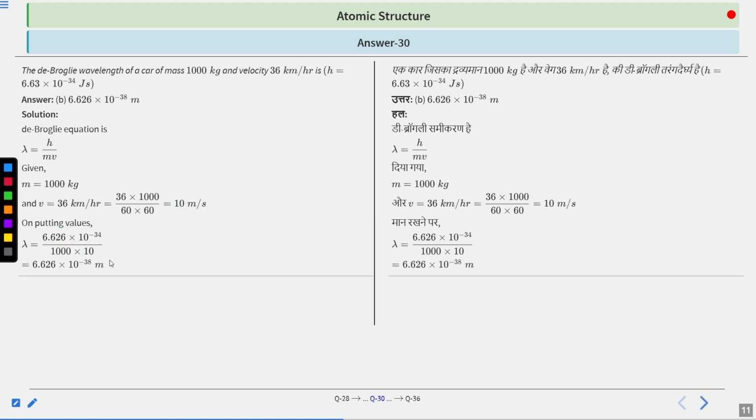So putting all these values here, this will be minus 34. There are 4 zeros, so 34 will be added here. Hence 6.626 into 10 to the power minus 38 meter will be your correct answer. Okay, so in this way you will solve this question. Now moving on to the next question.